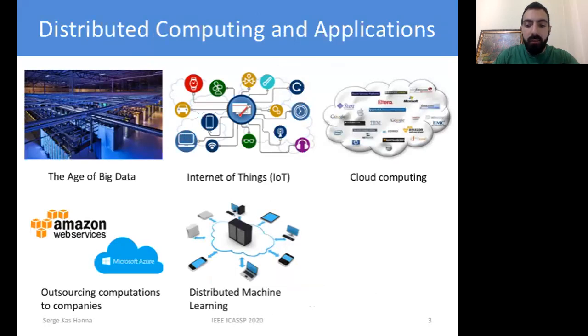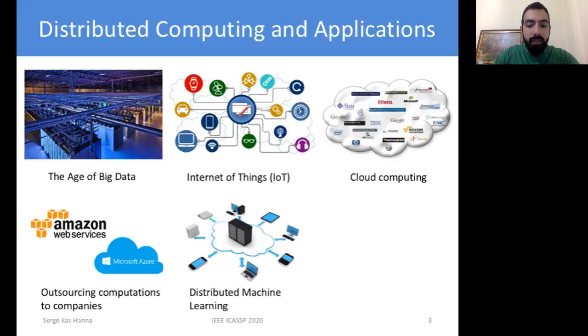The setting of distributed computing can also present itself naturally when the data that we would like to compute on is distributed among several devices like an Internet of Things, IoT. We also have distributed computing and cloud computing in many cloud-based systems.